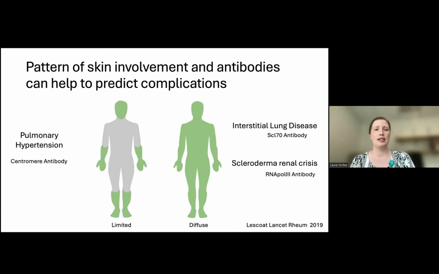And then the antibodies that we use, again, the different antibodies are associated with limited versus diffuse, and they can sort of predict that patients with certain antibodies are at higher risk for different manifestations. So one of the antibodies, centromere, is associated with limited scleroderma. Patients are at higher risk for pulmonary hypertension, whereas patients with Scl-70 antibody are at higher risk for developing a more progressive lung disease.